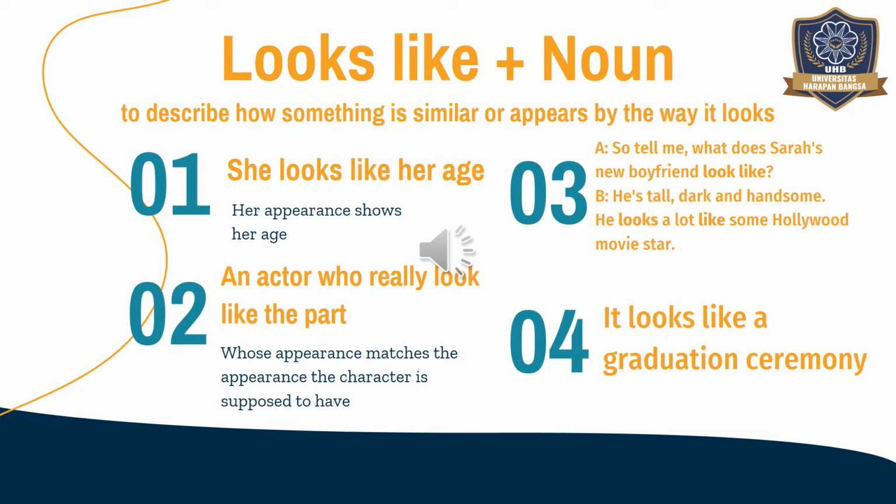So in these four example sentences, after looks like, it is always followed by a noun. Number 1, the noun here is age. Number 2, the noun is the part. Number 3, the noun here is Hollywood movie star. And the last example, the noun here is graduation ceremony.